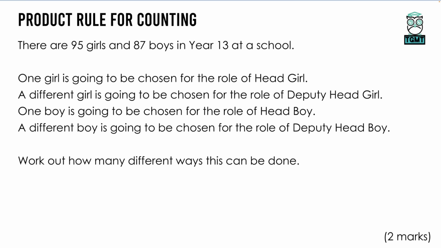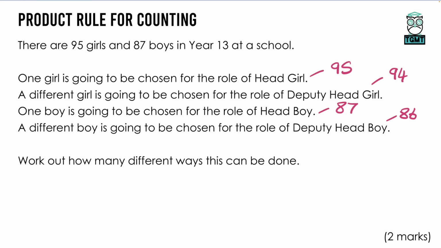Now with the product rule for counting, the hint is in the title: product means to multiply. So all we have to do is find the different options in each scenario, and we'll multiply them all together. Here one girl is going to be chosen out of 95 girls. Now a different girl is going to be chosen for deputy head girl, so once the head girl has been chosen, there's only going to be 94 options. With the boys, there are 87 boys, and once the head boy has been chosen, there will only be 86 choices.